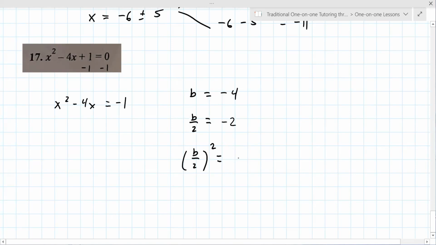And then the last one is you're squaring this number, so you're multiplying it by itself. So it's negative 2 times negative 2. Negative 2 times negative 2 is 4. Very good. Okay, so what goes in parentheses over here? X, and then what goes next to it?